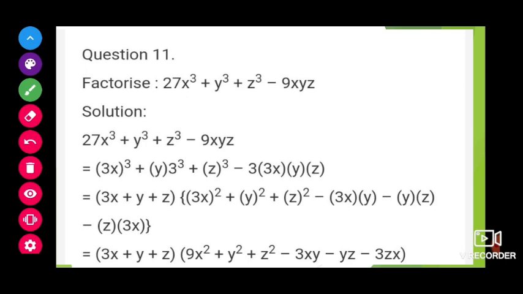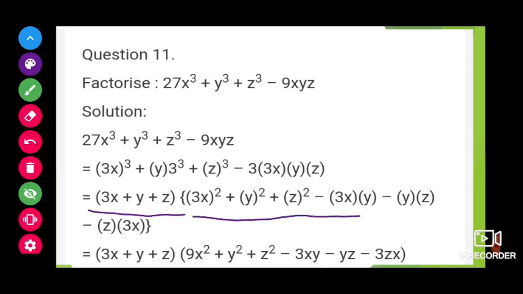So by using that identity, I will convert this. First, x cube means 27x cube, I can write 3x whole cube. Next y cube means y whole cube, plus z cube, minus 3xyz, we want. So 3 into x is 3x. So in the place of x plus y plus z, I can write 3x plus y plus z.